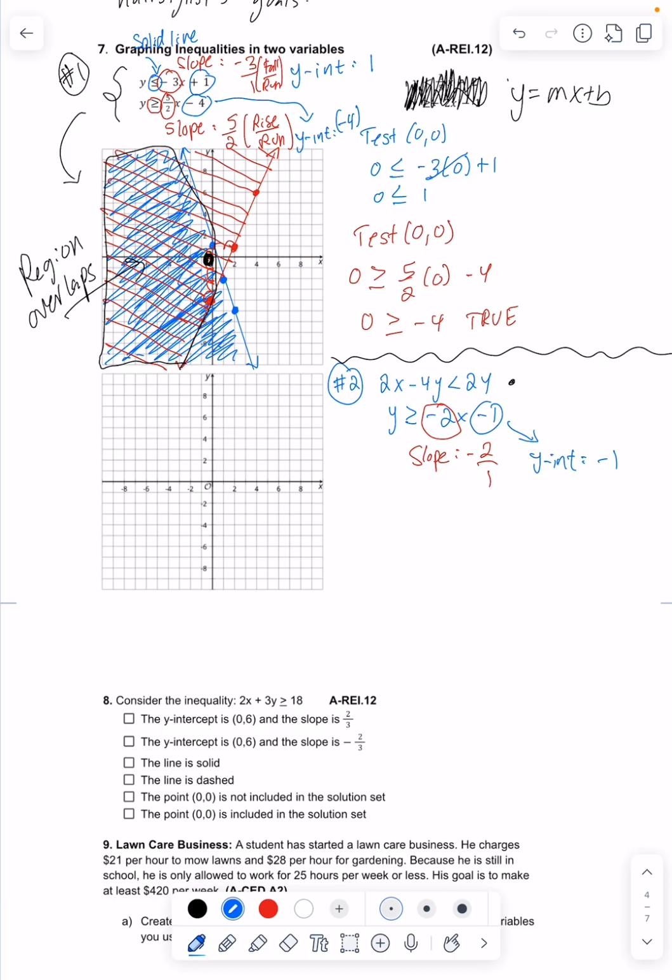So again, we start at negative 1. So negative 1 is right here. We have a slope of negative 2 over 1, so this one's fall over run, because you have a negative slope here. So go down 1, 2, and then run 1 to the right. Do it again, down 1, 2, 1 to the right, down 1, 2, 1 to the right. Once we have a few points, we just connect these and extend the line.